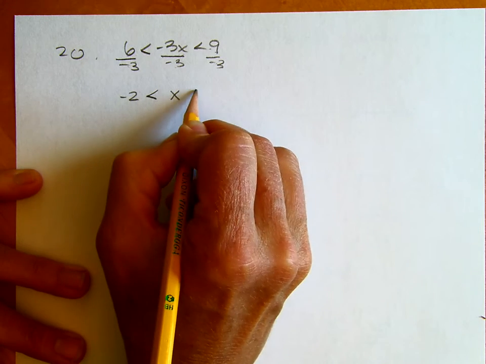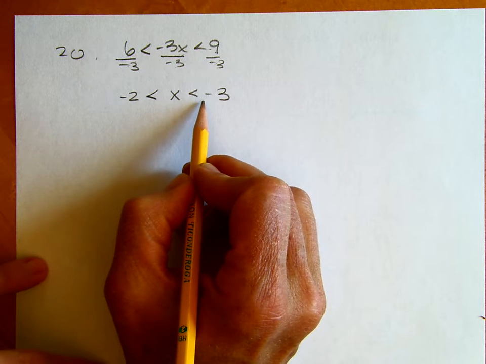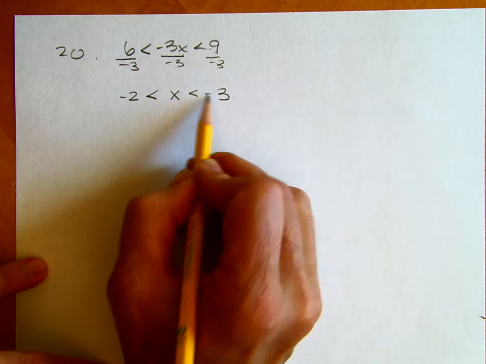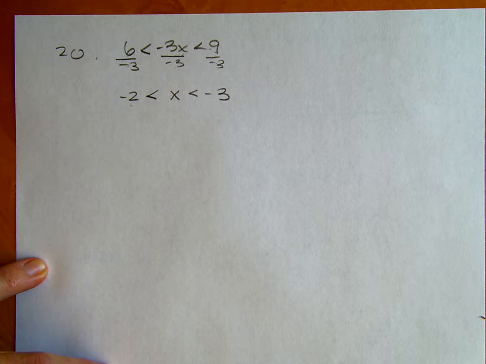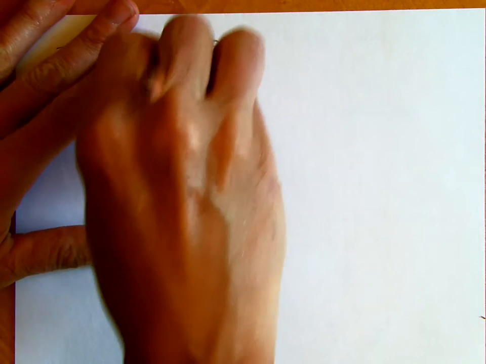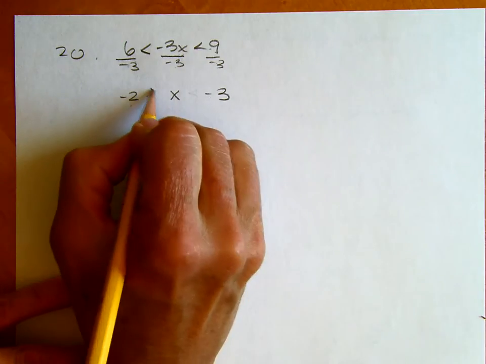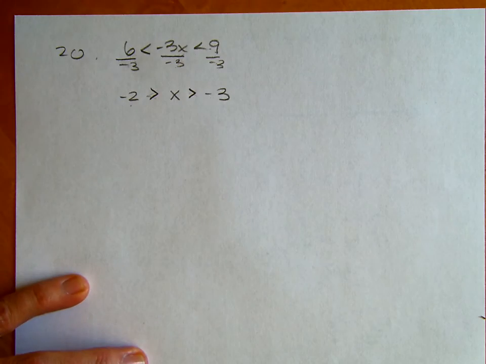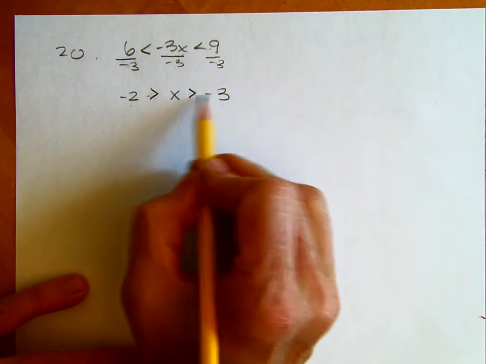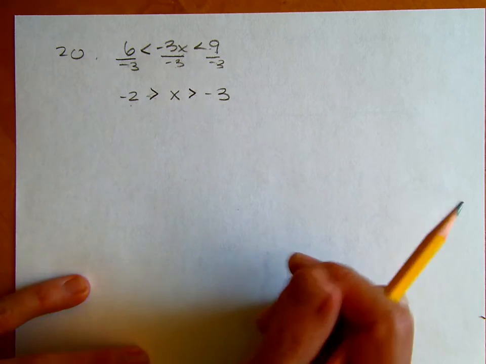So -2x, -3. X is between -3 and -2. How can it be? Oh, I divided by a negative. I was going to say that can't work. How can you be less than -3 but greater than -2? Well, because I divided by a negative, I have to change the sign. That makes a lot more sense. X is greater than -3 but less than -2.